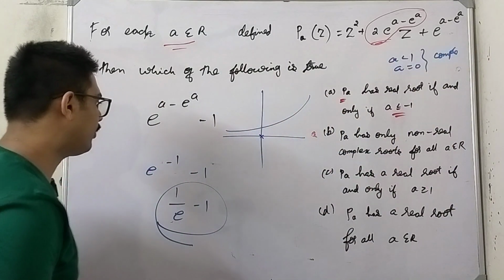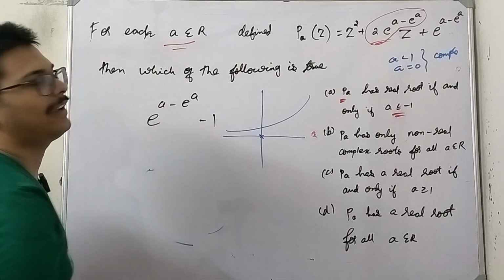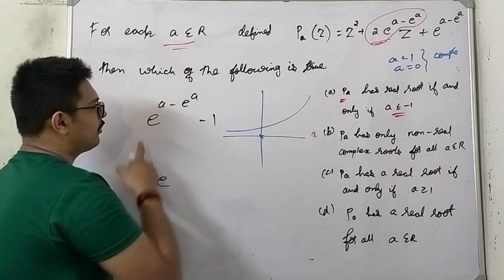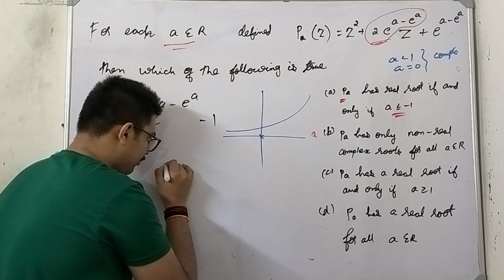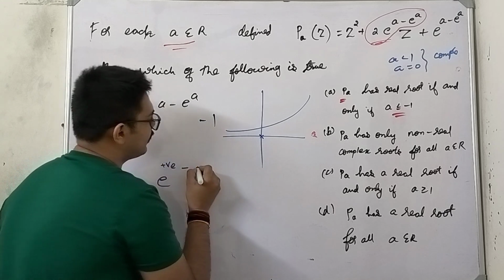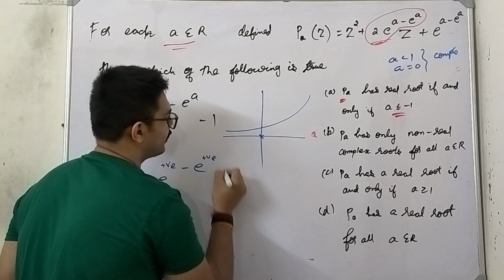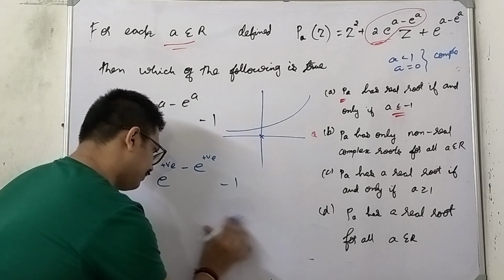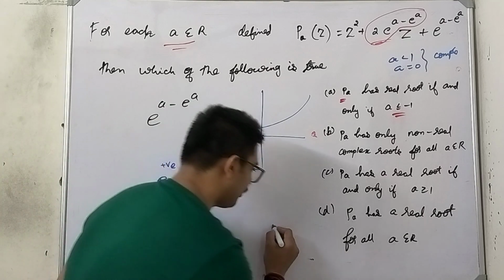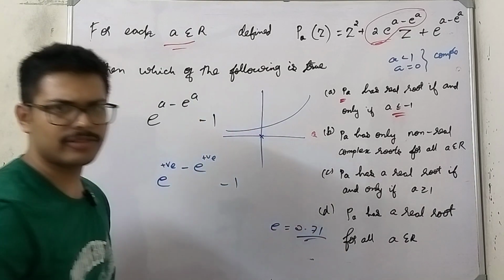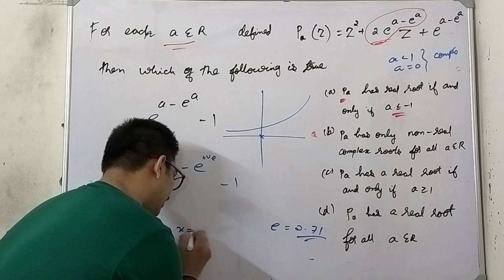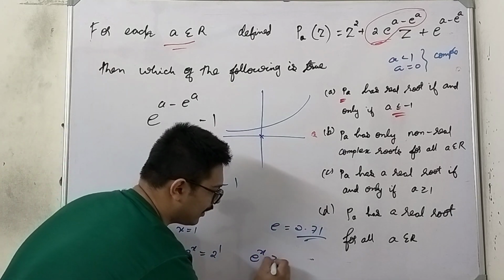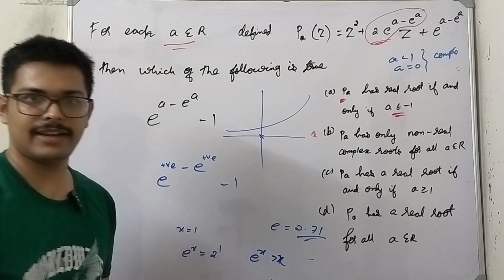Now what about a greater than 0? If a is a number greater than 0, then e raised to a is greater than 0, a positive value, minus e raised to that positive number itself. Now for the exponent function, suppose the value of e is approximately 2.71, or suppose e is only 2. If x equals 1, what is e raised to x? It will be 2 raised to 1. E raised to x is always greater than x.